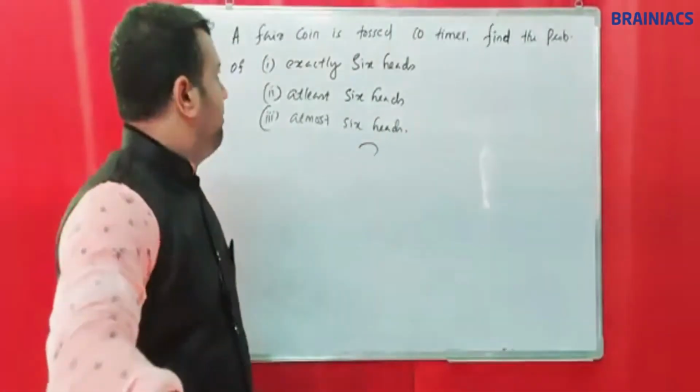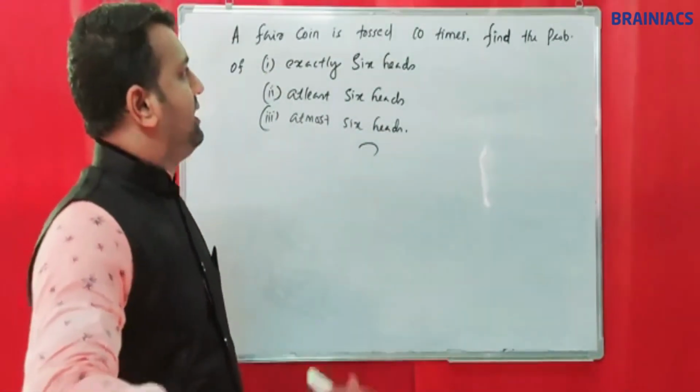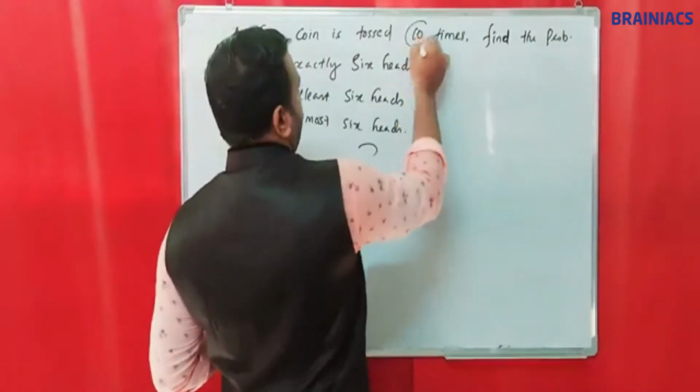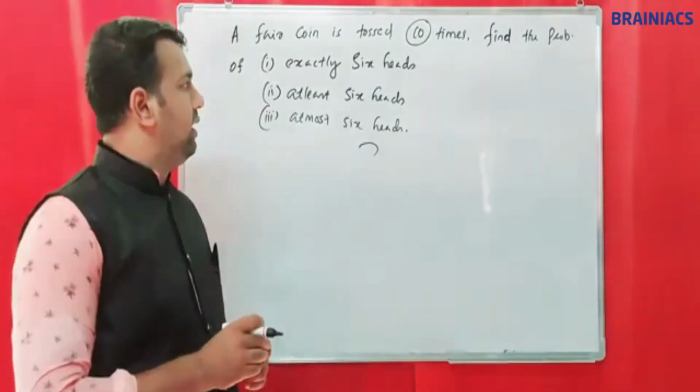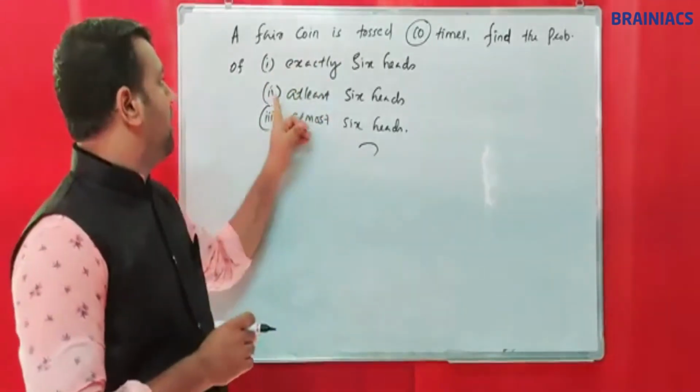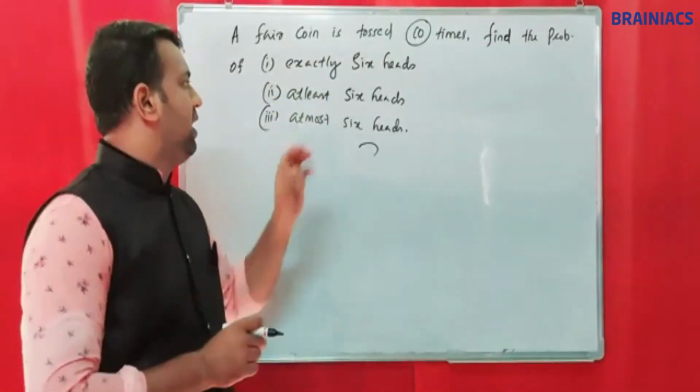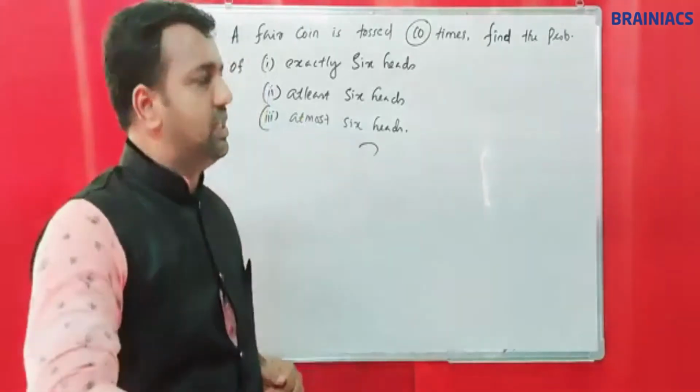Here is a problem. A fair coin is tossed 10 times. Find the probability of exactly 6 heads, the probability of at least 6 heads, and the probability of at most 6 heads.